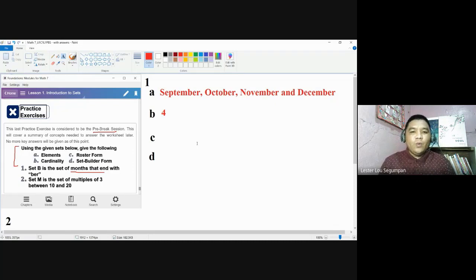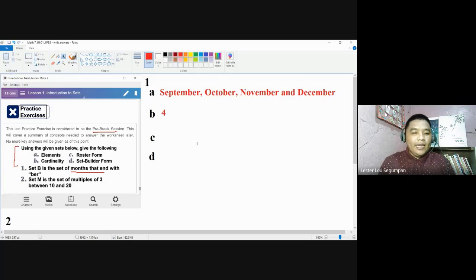As we move further, we need to write this set into either the roster form and the set builder form. But wait, you need to remember what are the differences between the two. If we talk about roster form, it's similar to saying the team roster of a basketball team. When you say team roster, we are going to list all players on a specific team. So following that idea, when you say roster form, we just simply need to list the elements.